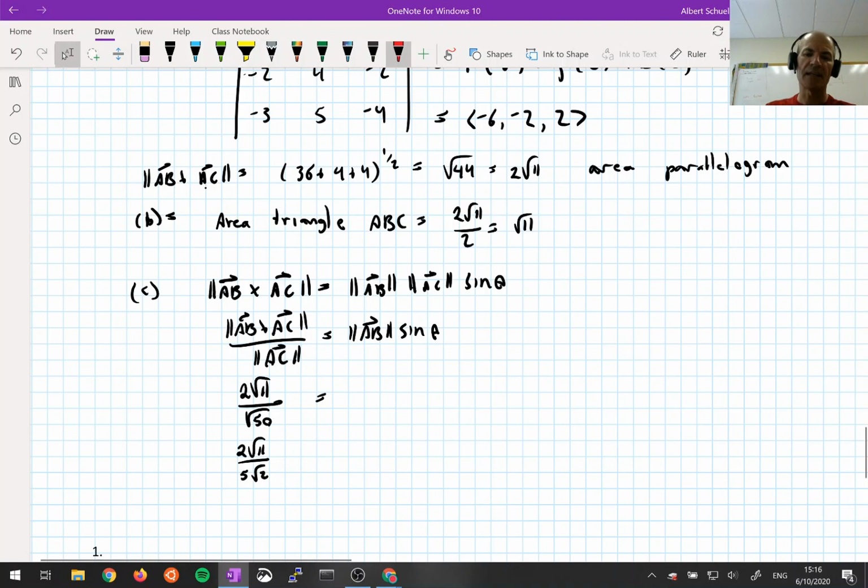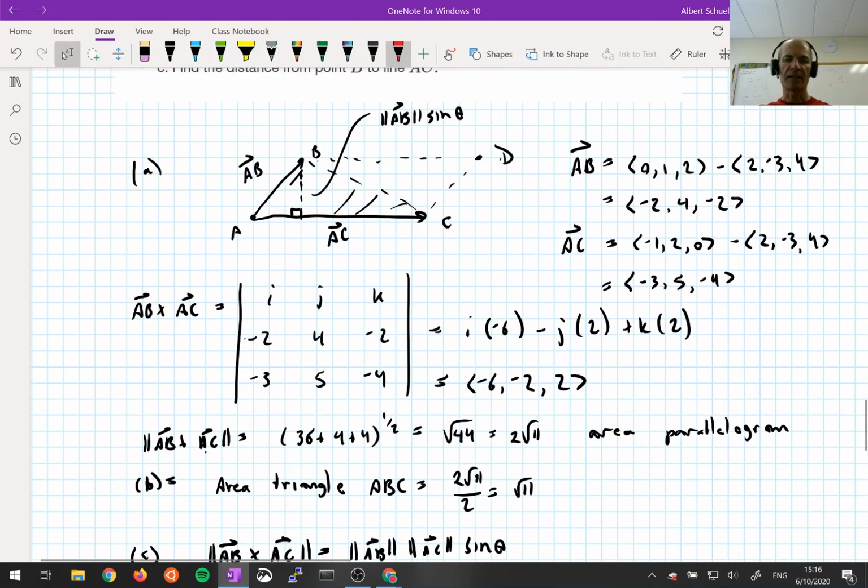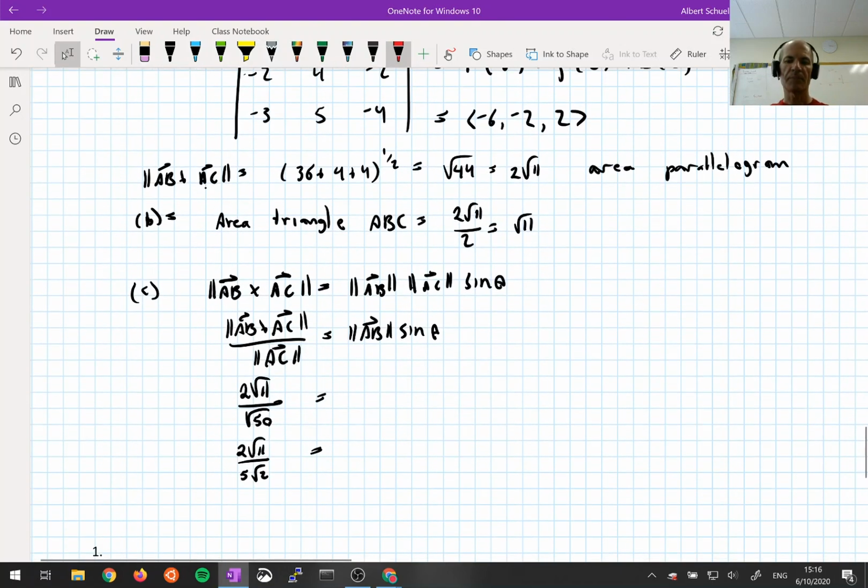And we could leave it like that, or we could even simplify further. I'm just going to stop there. So the height of this thing, this distance from B to the line along the base AC, is 2 root 11 over 5 root 2. This is the distance from B to AC.